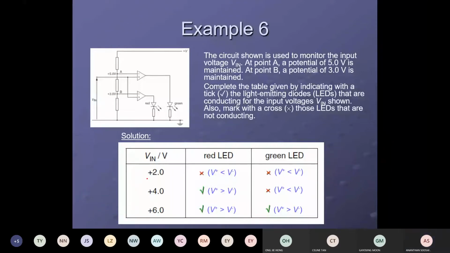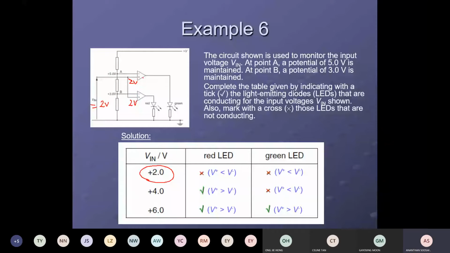So they're giving an input of 2 volt. That means here they give 2 volt, so the voltage here will be 2 volt. The voltage here also will be 2 volt. Both positive inputs will be 2 volt. The 3 resistances here are fixed such that the potential at A is 5 volt and the potential at B is 3 volt.